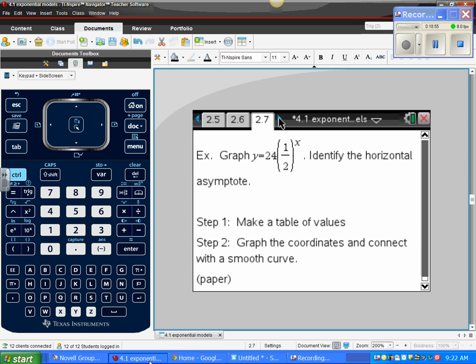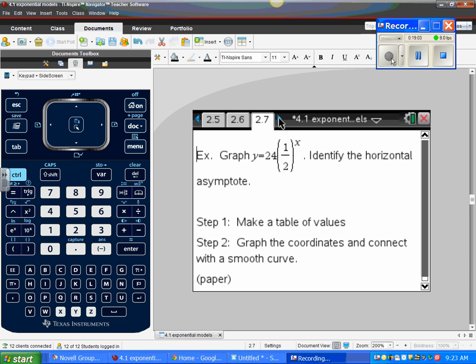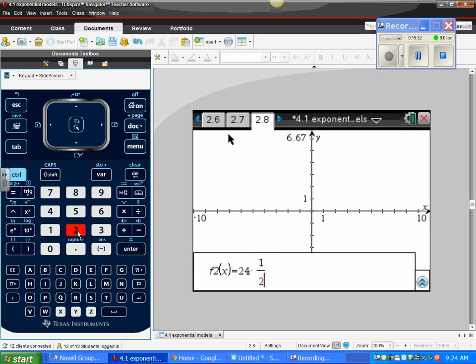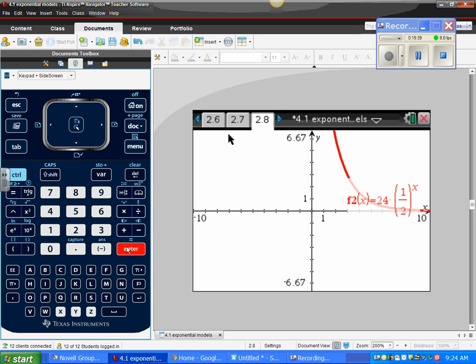Okay, so I've got the function. I want to create a table. I don't want to plug this into the calculator. I want you to see what a table might look like. So 24 times 1/2 raised to the x: we're going to make a table of values, graph the coordinates and connect with a smooth curve. For the sake of time, we're going to pull up a table for this. Control-I, add a graph page. 24 times 1/2 raised to the x. Pull up a table, Control-T.